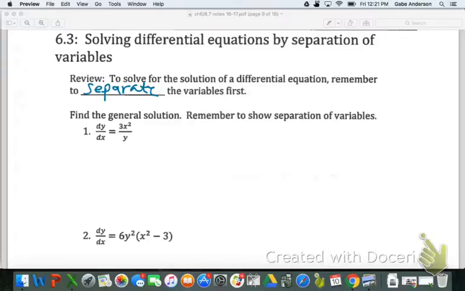All right, so let's practice in number 1. Let's just make sure we know how to separate the variables. Would you guys please try that step? Separating the variables. We're trying to find the general solution to this differential equation. Separate the variables first, and then we'll proceed from there.